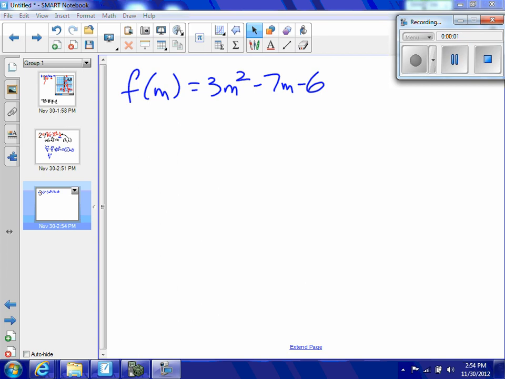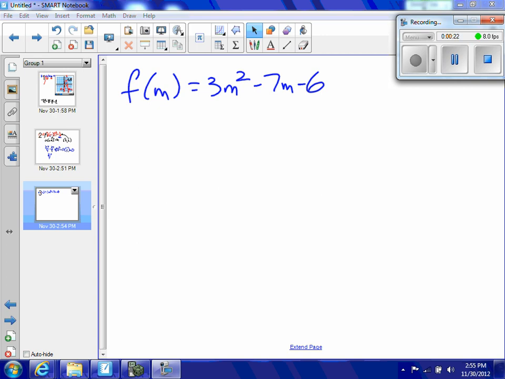This is a chapter 4 test number 3. So I need to, given this equation here, 3m squared minus 7m minus 6, find the roots of this equation. Well, to skip ahead to part B, what is another word for roots? It is the x-intercepts, or the solutions, or the zeros.